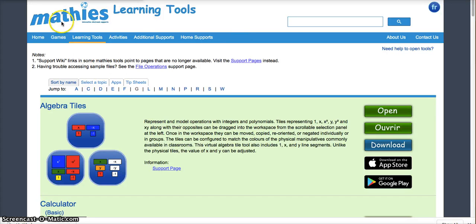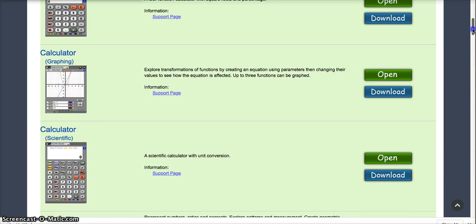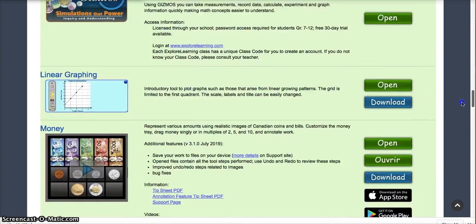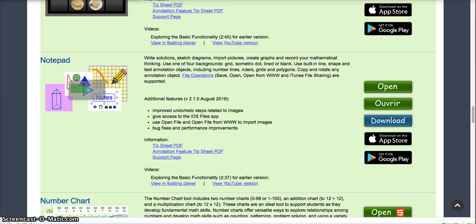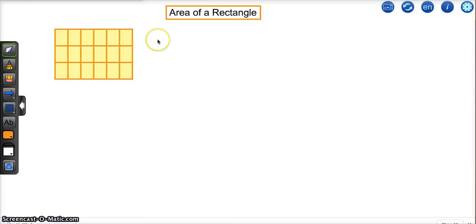For this lesson, I'm going to use Mathy's Learning Tools, a great tool for any student. Lots of options, and I am using specifically Notepad. So, area of a rectangle.